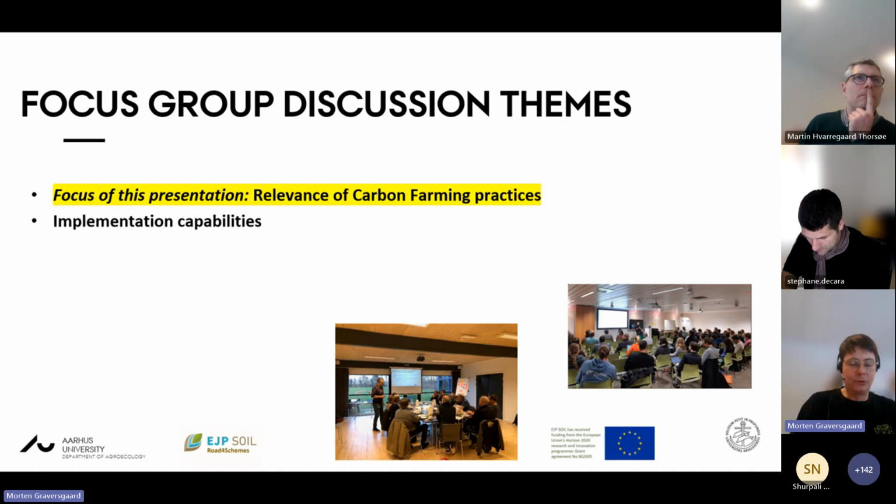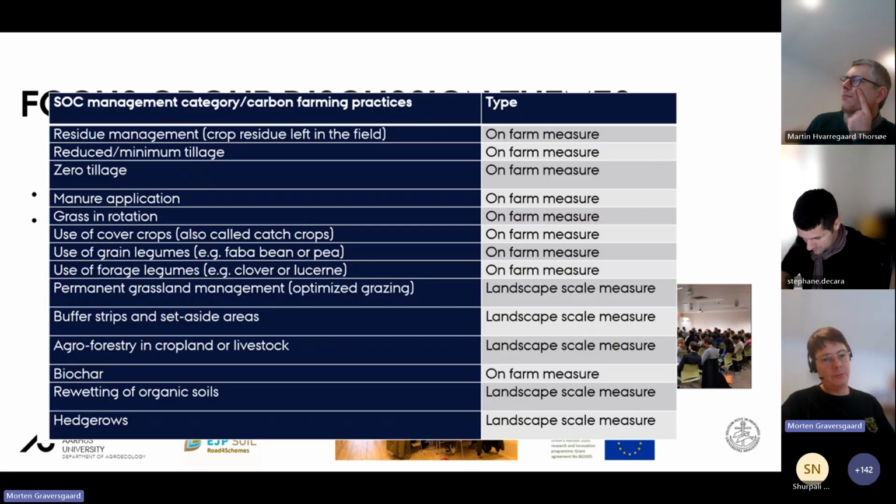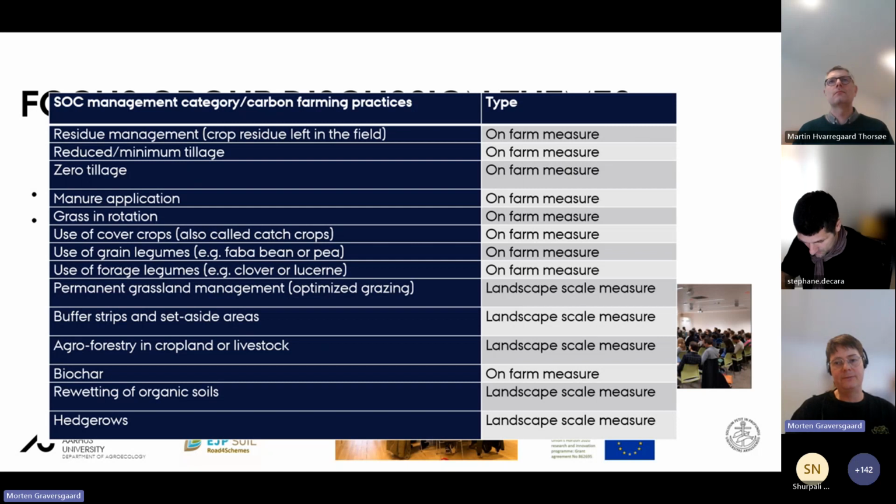These focus groups had a lot of different discussion topics, but the first part was what is the relevance of these carbon farming practices, and the ones that we discussed in most places were a list of 14 different carbon farming practices. They are listed here. I won't go through all of them, but some of them are on-farm measures and others are landscape measures, and I think it's important to understand that some of them you can work on your own land, and others you need to work on in a collaborative effort. If you are re-wetting, it goes towards different farm plots and farmers, right?